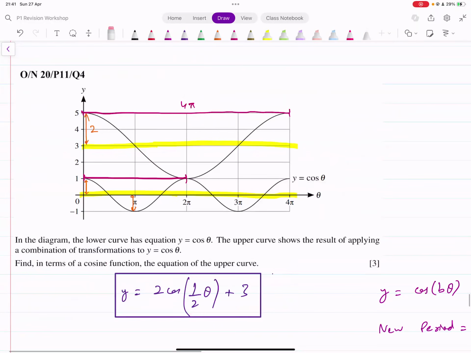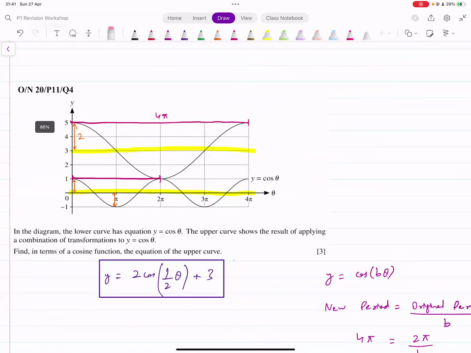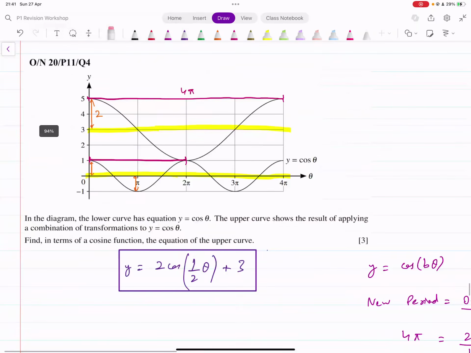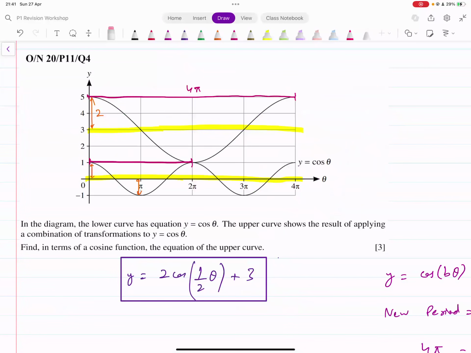Let's move on. Now, you have transformations in trigonometry as well. These are sometimes a bit tricky. Let's have a look at this example.